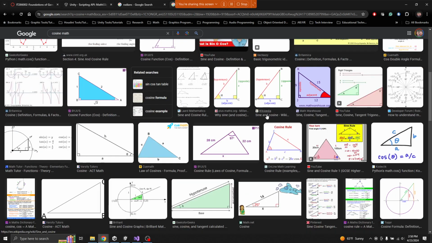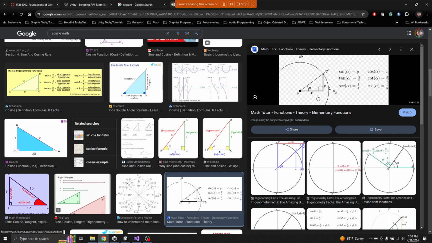One second. It was in the circle. Oh, this one will do. So cosine is really measuring how big is x based on an angle, and sine is really measuring how big is y for a certain angle. So adjacent, hypotenuse, adjacent, opposite, and this is hypotenuse. And you can see it here, adjacent, hypotenuse.